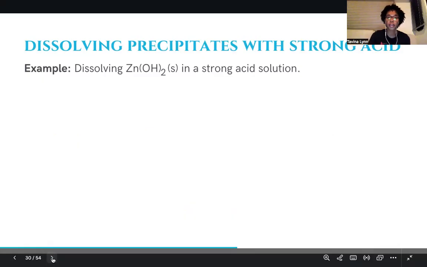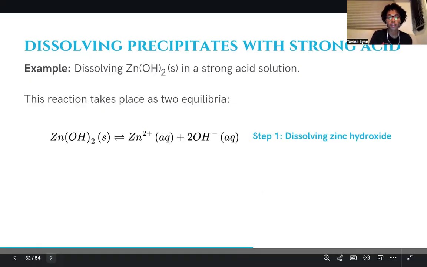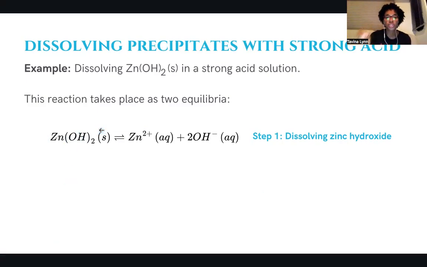The first example is, how can we dissolve zinc hydroxide in a strong acid solution? Here's the dissolution reaction of zinc hydroxide, where zinc hydroxide is a solid. We put it in water, and we get zinc ions and hydroxide ions. But this is a sparingly soluble reaction.